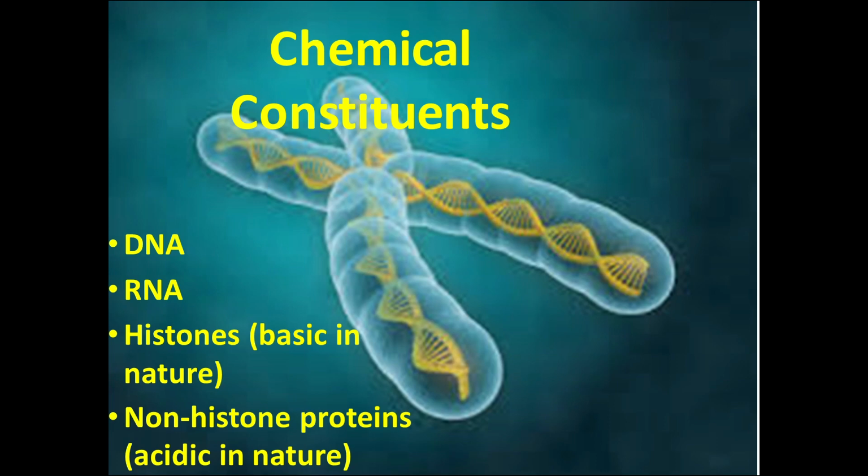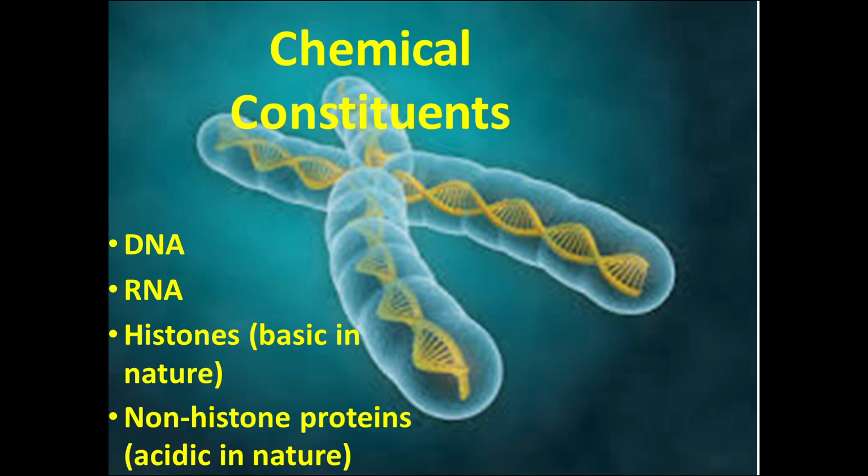When we come to histones, they are basic proteins enriched with basic amino acids like arginine and lysine. There are five types of histones: H1, H2A, H2B, H3 and H4, which are very similar among different species of eukaryotes and have been highly conserved through evolution.